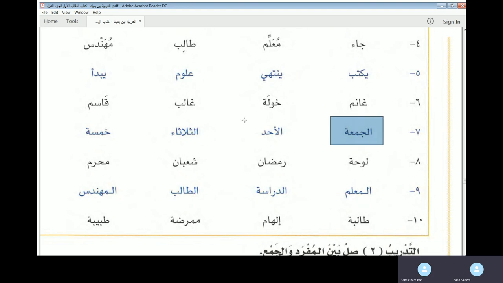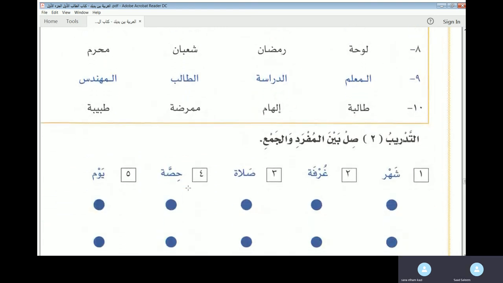Al-Juma, al-Ahad, al-Thulatha, Khamsa. I think Juma is different. No, Juma is not different. Juma, Ahad, Thulatha are the names of the days of the week, and Khamsa is the number. Ramadan, Sha'ban, Muharram. Al-muallim, al-mudarrisa, at-talib, al-muhandis. At-taliba, Ilham, mumarrida, tabiba. Ilham is different here.